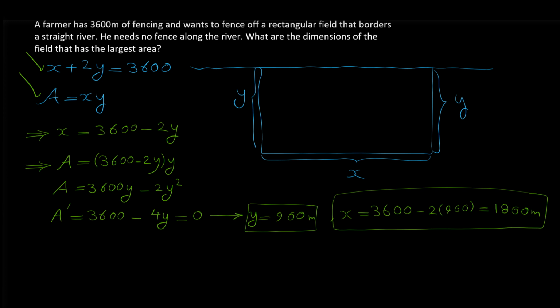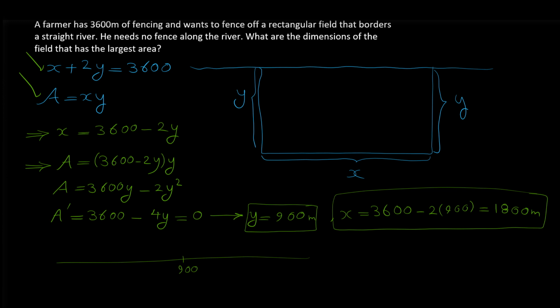To prove that these numbers maximize the area of the field, again we can use the first derivative test or second derivative test. Here for this example, I show you both of the methods. Let us start with the first derivative test. Draw the number line here. 900 is the critical point.